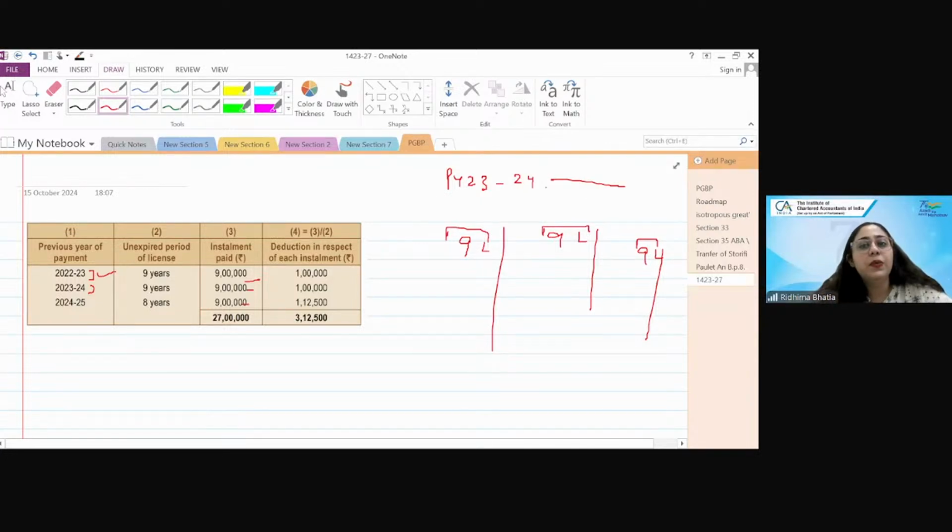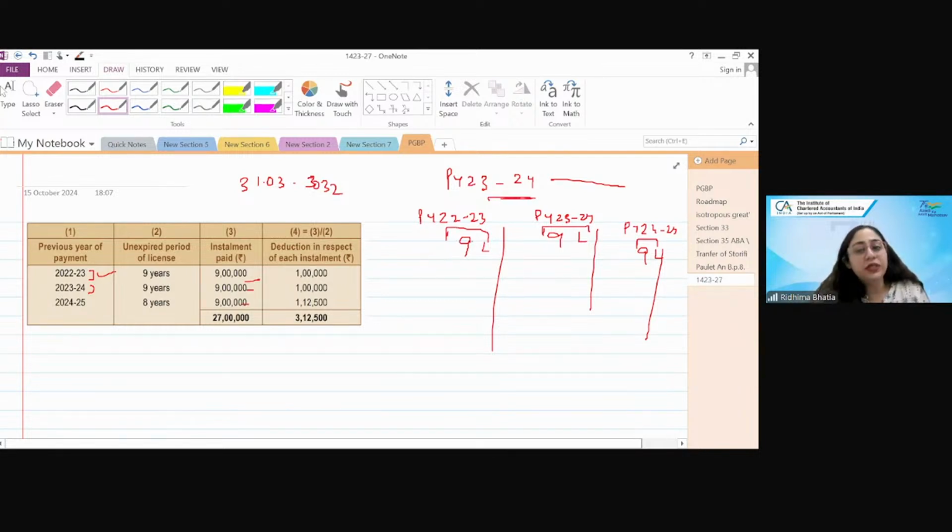ठीक है. सो प्रीवियस ईयर 23 24 में दो, दिस इज पेड इन प्रीवियस ईयर 22 23, दिस इज पेड इन प्रीवियस ईयर 23 24 एंड दिस इज पेड इन प्रीवियस ईयर 24 25, राइट. लाइसेंस का डेट कब तक है? टिल 31 मार्च 32. नहीं, क्वेश्चन में कितना दिया हुआ है? लाइसेंस इज वैलिड फॉर 31 मार्च 32 फॉर 10 राइट. अब दो प्रीवियस ईयर 22 23 में पे हो गया, बट यू कैन नॉट क्लेम एनीथिंग. अब क्लेमिंग कब से स्टार्ट होगी? इन प्रीवियस ईयर 23 24 ओनली, राइट.